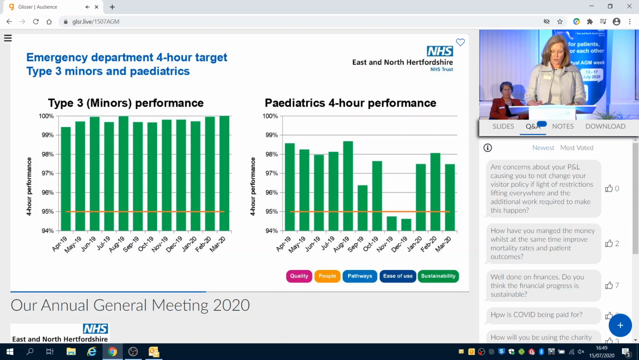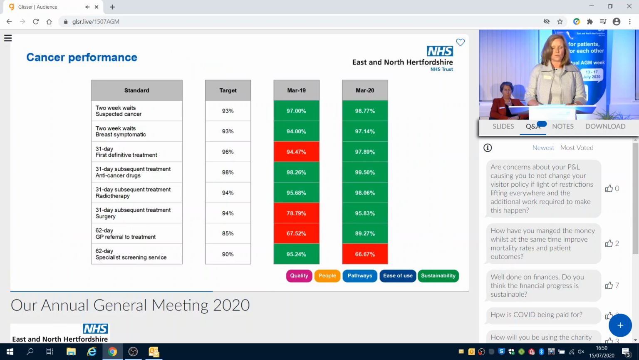The second graph on the right shows the paediatric emergency department performance, which is in the high 90s. And even in the depths of winter, in November and December, when there is always a lot of paediatric respiratory patients, the performance remains above 94%, demonstrating great care for our youngest patients. Next slide, please.